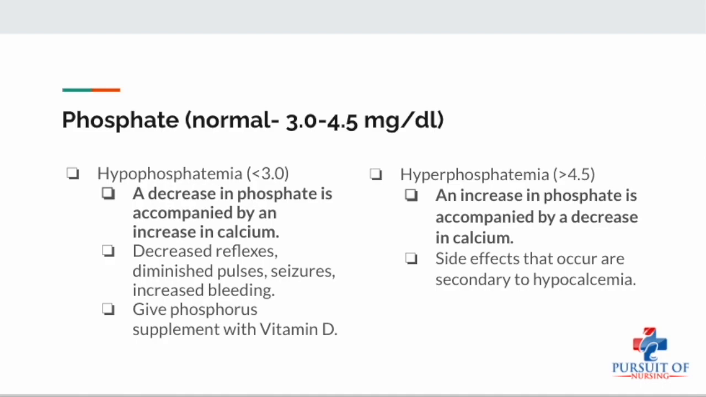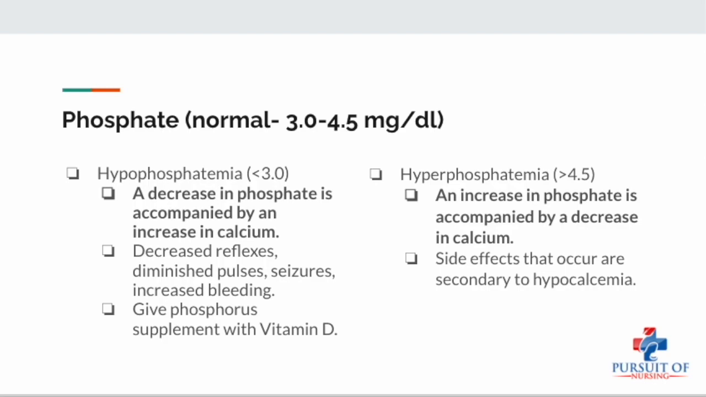All right, so when we're thinking of phosphate, a normal phosphate is 3 to 4.5. So low phosphate is less than 3, high phosphate greater than 4.5. So phosphorus and calcium have an inverse relationship. A decrease in phosphate is accompanied by an increase in calcium, and an increase in phosphate is accompanied by a decrease in calcium. If you can remember they have an inverse relationship, it will definitely help on the NCLEX because you will sometimes be able to rule out or rule in answer options based on the phosphorus and calcium levels.